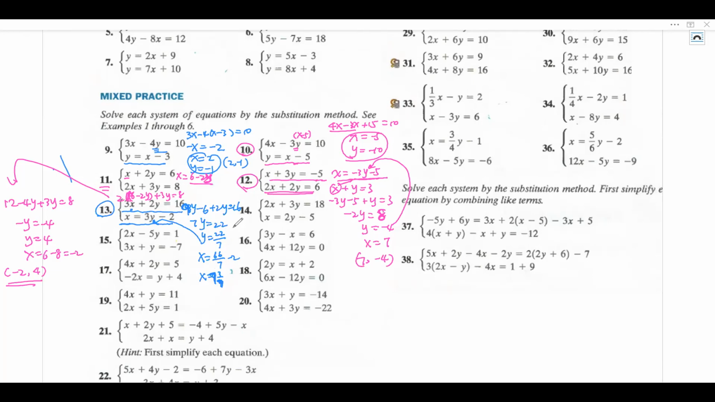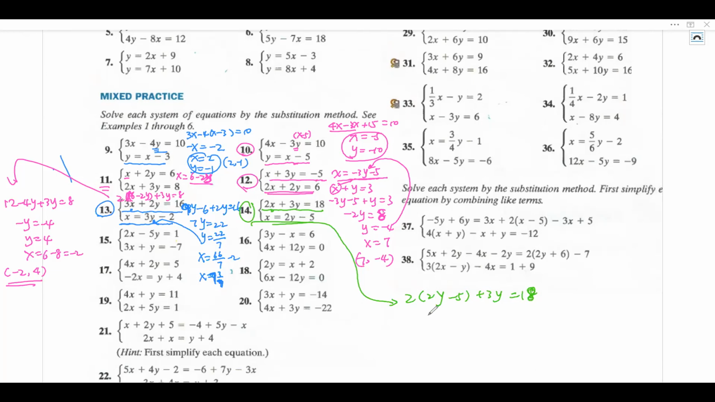All right, let's go to 14. Let me move, 14 is right here. That's too busy over there, right? So x equals this part, the expression. Then in the top equation of this system, we substitute x with 2y minus 5, right? 2y minus 5 plus 3y equals 18.